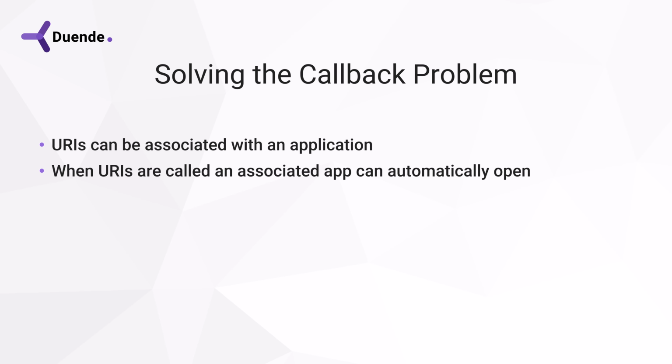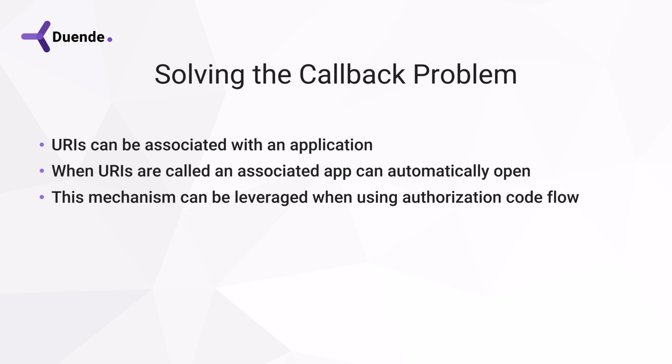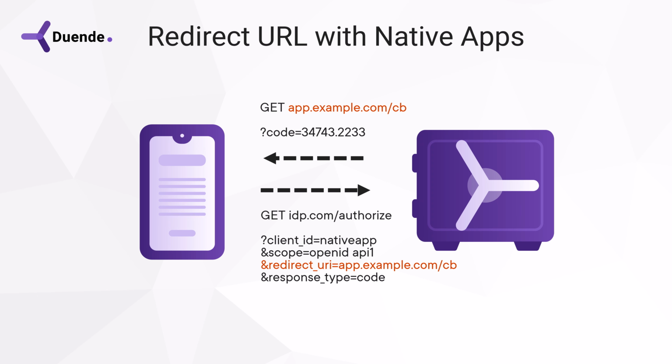When the Reddit app is installed on your phone, for example, and you access a Reddit link in the browser, the app automatically opens. We can use that in native applications by registering a custom URL with the operating system when the application is installed. Let's say it's app.example.com/cb. Then the authorization server is configured to accept that URL as the redirect URL.